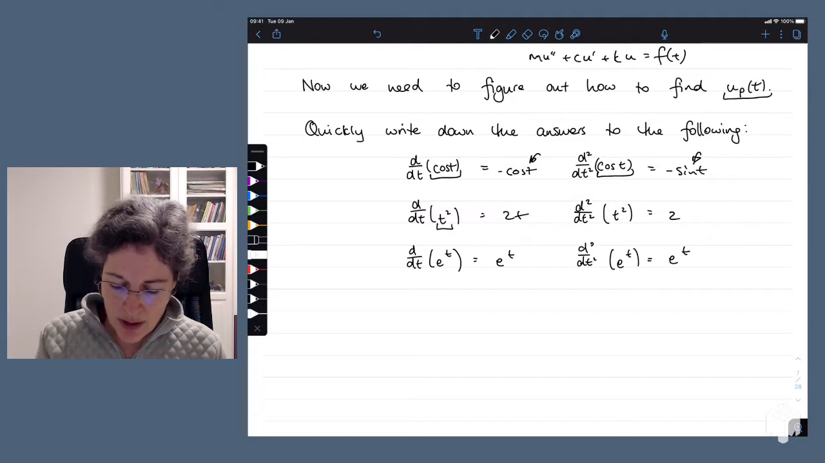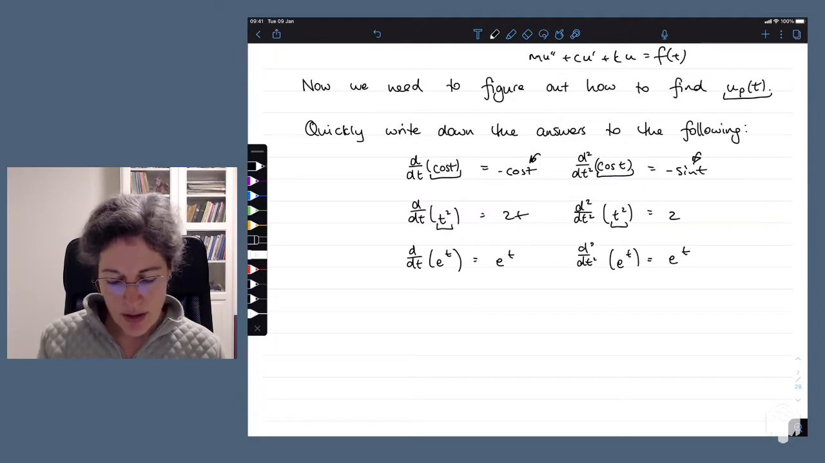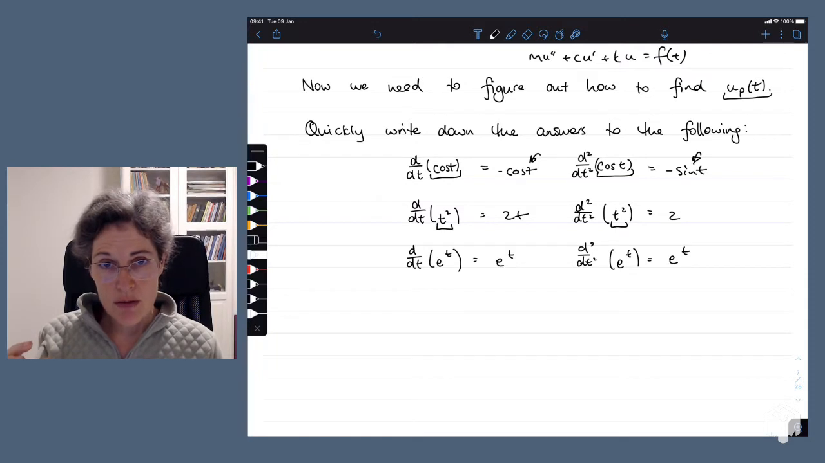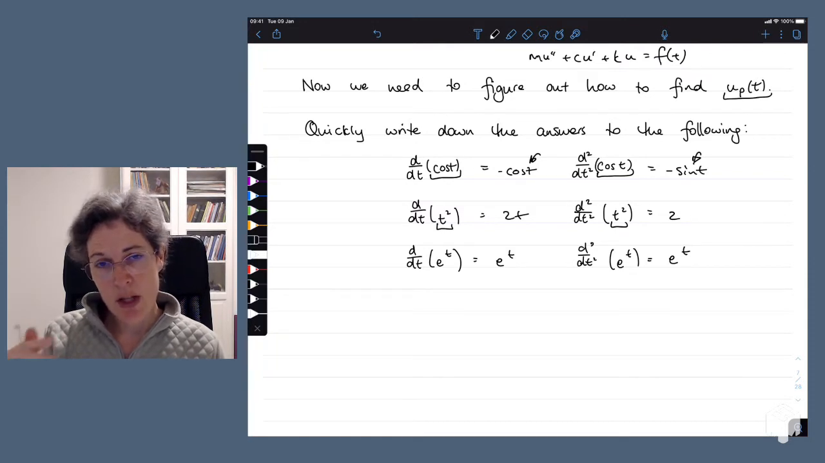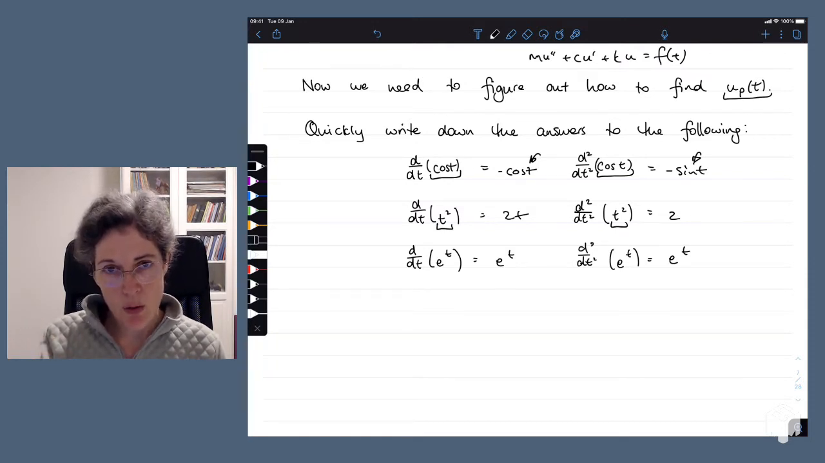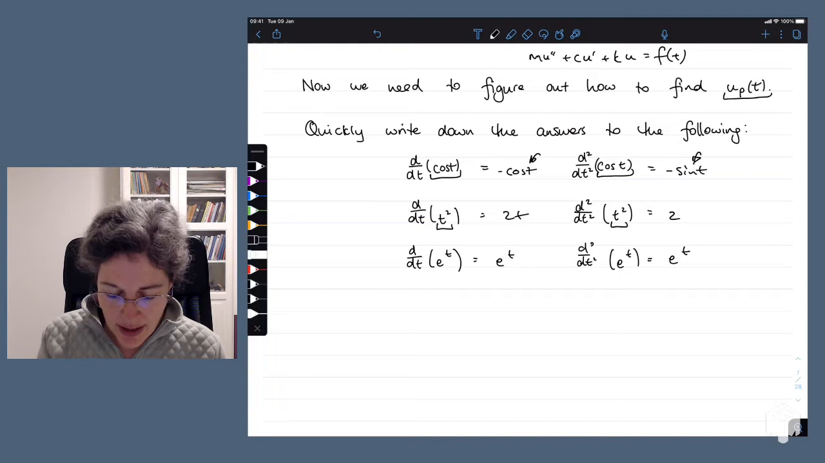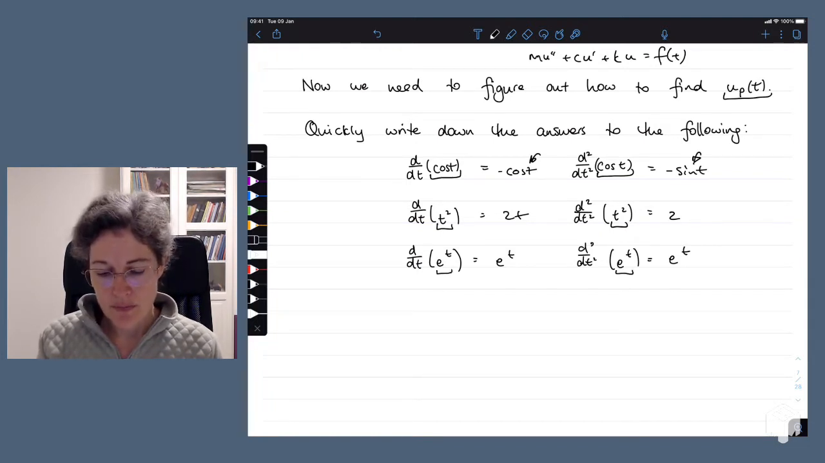Similarly, if you start out with a polynomial, if you keep taking derivatives, you keep ending up with polynomials. They're lower order polynomials, but they're still polynomials. Again, they haven't become trig functions or exponentials. And again, with exponentials, they just stay exponentials.